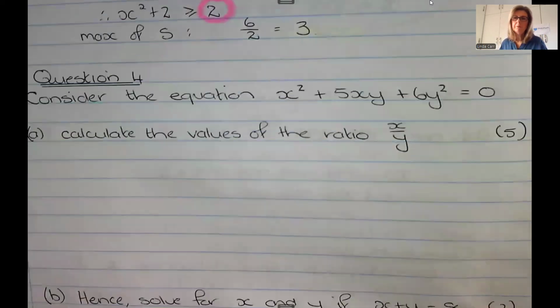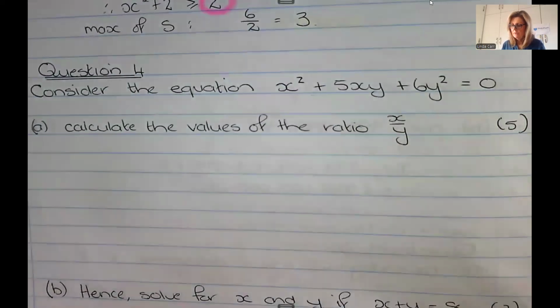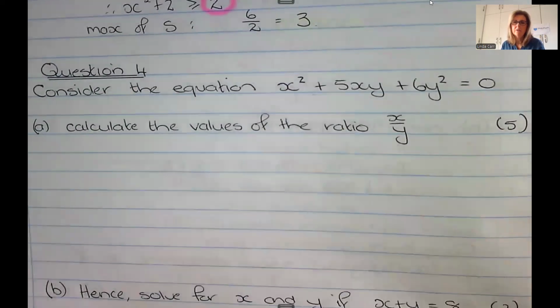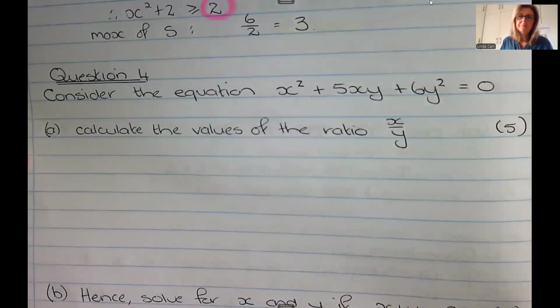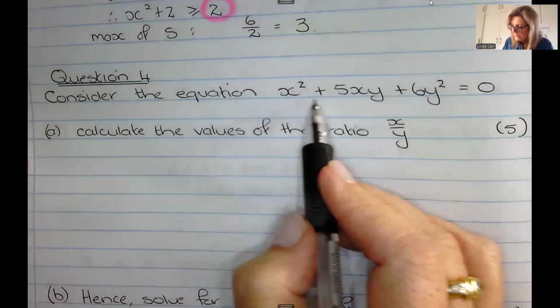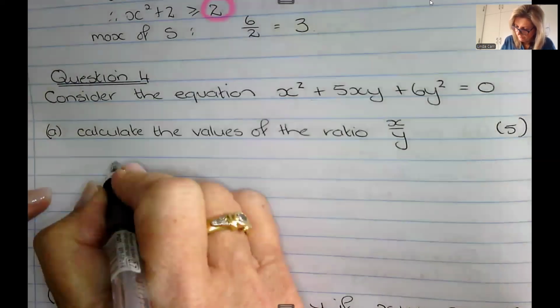This one has caught a few people out over time, so we're just having a look at it. Consider the given equation, calculate the values of the ratio x over y. So at a first glance, you're going to look at that and go, oh, I don't actually know how to do ratios anymore. The last time I did those was in grade 8. But remember, this is just a quadratic trinomial. So it's an equation, it's a quadratic equation. So start with what's familiar and hopefully you'll be able to sort it out and answer it in due course.